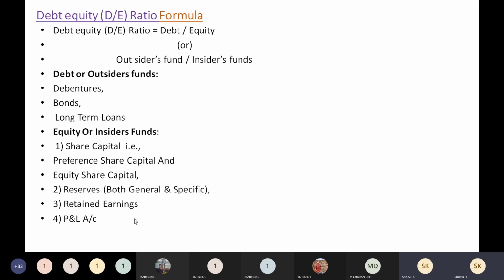You must be very careful about which comes under insiders' funds and which comes under outsiders' funds, because all of these are shown on the liability side of the balance sheet. So carefully identify them and include.